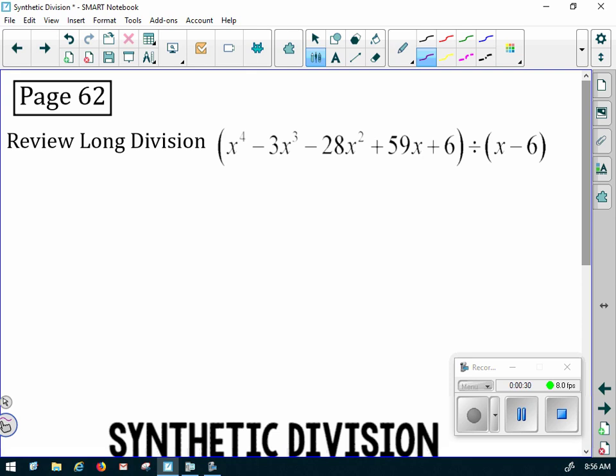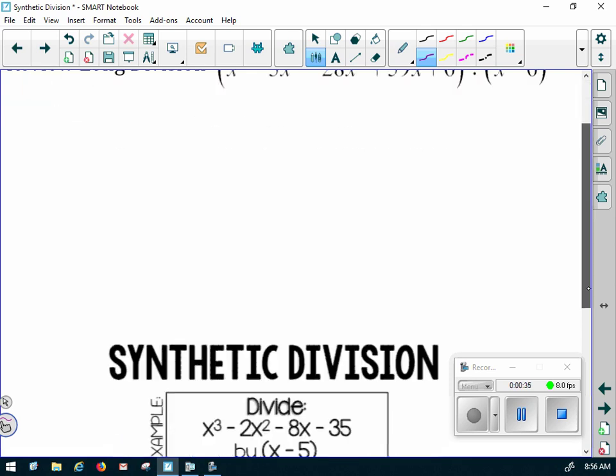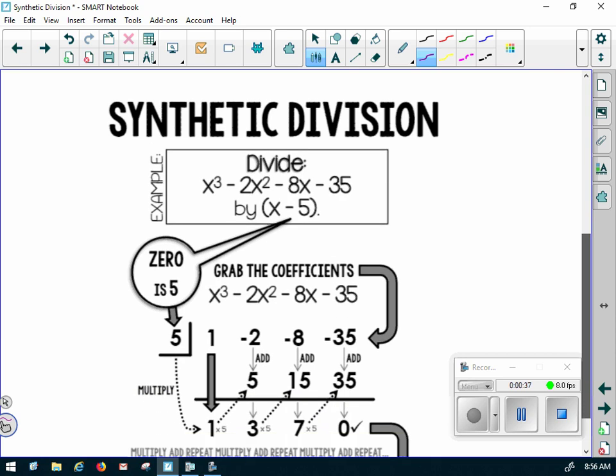This review long division, we did that yesterday when we did the introduction. So let's go on down here. And I think you're going to fold this into a booklet, okay? You're going to fold it like so.